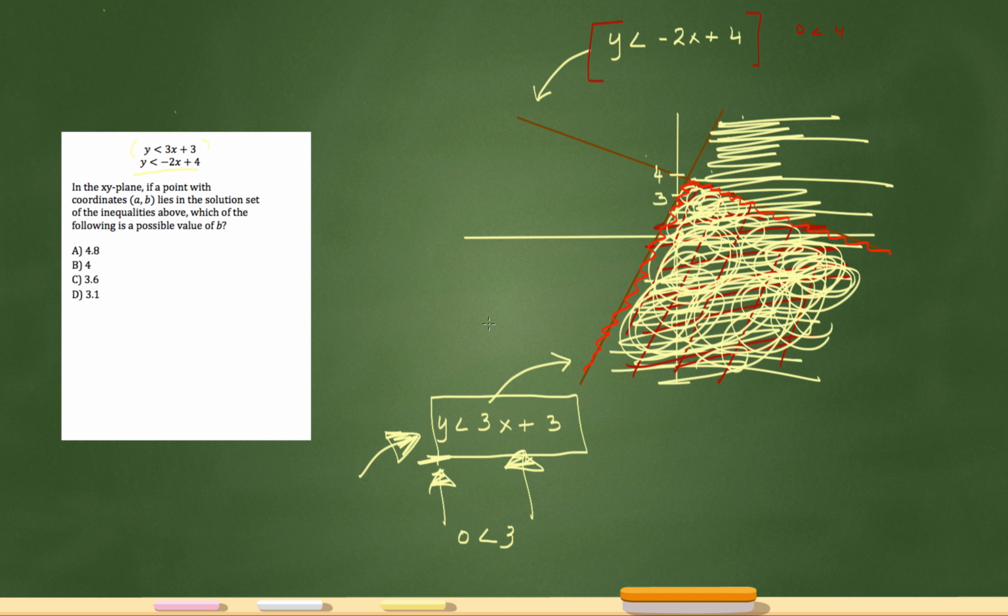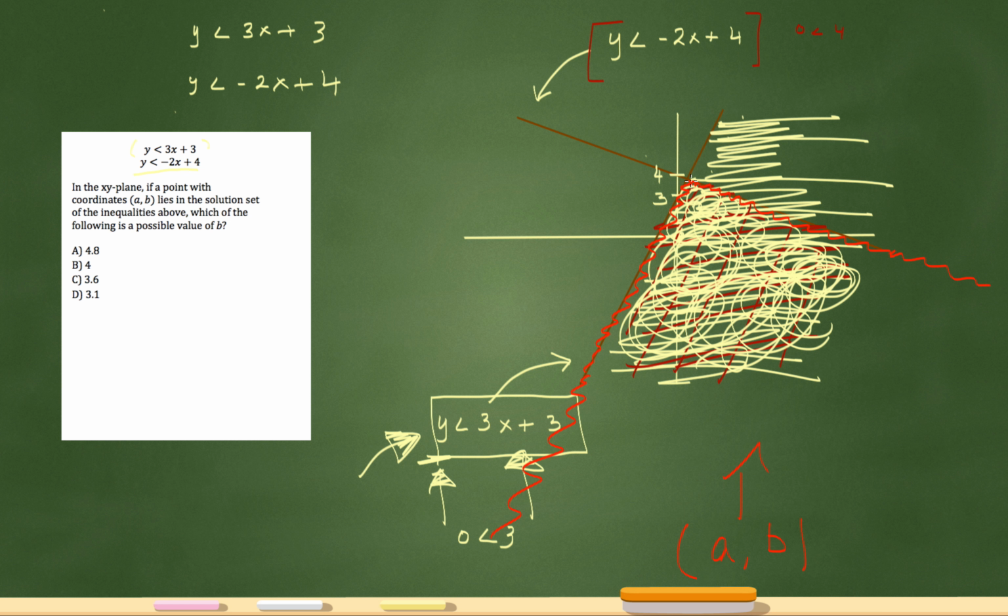Okay, so let's hop over here. In the xy plane, a point with coordinates a, b lies in the solution set of the inequalities above. So we know that point a, b has to lie somewhere in this solution set that extends anywhere below this line and anywhere below this line, keeps on going forever, right? Now the question is saying, which of the following is a possible value of b. So b is also your y value. Let me rewrite these equations again. If I have y is less than 3x plus 3, and y is less than negative 2x plus 4, we know that b is the y here.